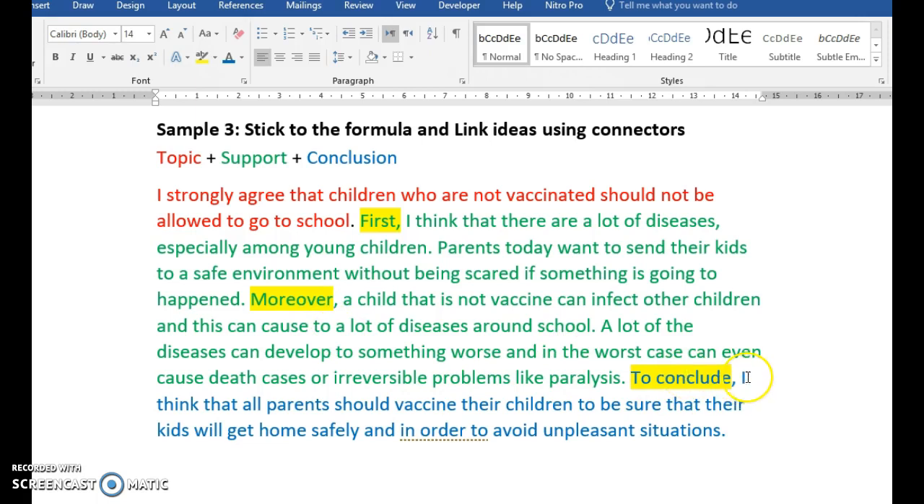And we can see the connection between the topic sentence, I strongly agree that children who are not vaccinated should not be allowed to go to school, and the concluding sentence. I think all parents should vaccinate their children to be sure their kids will get home safely and in order to avoid unpleasant situations.